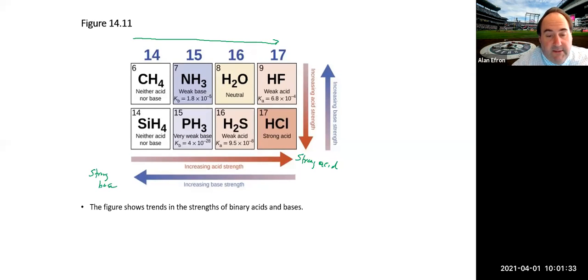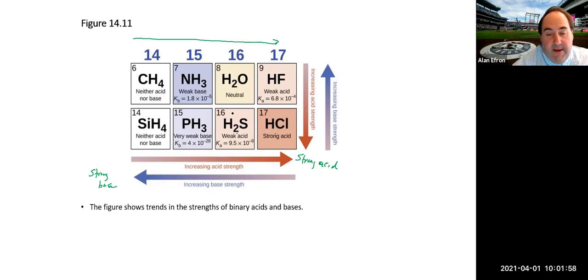But in terms of our acids, we see the same thing. A weaker acid here, H2S versus HCl, is further to the left than HCl. So the general trend for acids is to the right and down, stronger acids on the periodic table, and up and to the left, stronger bases on the periodic table.